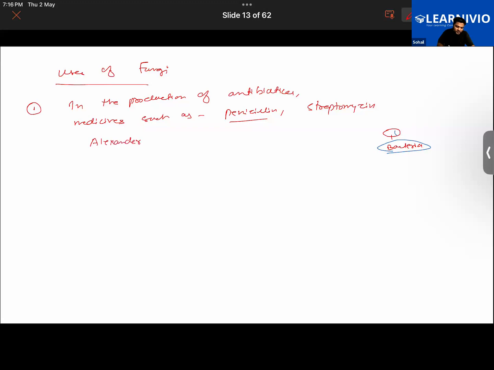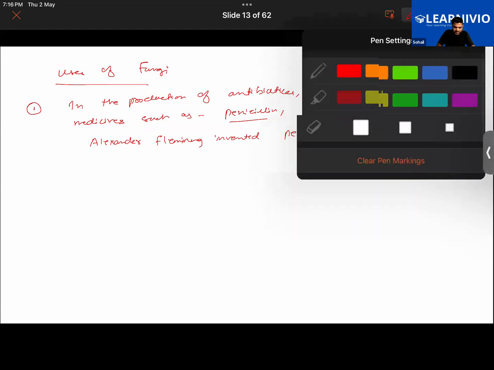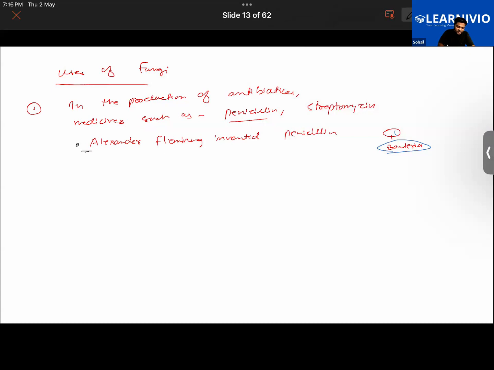So you should know about this one also. Alexander Fleming invented penicillin. Not particularly an inventor, but by chance he got to invent this. In bakery, yeast is used. Then you have edible mushrooms. Okay, what were the diseases caused by fungi? You guys tell me.